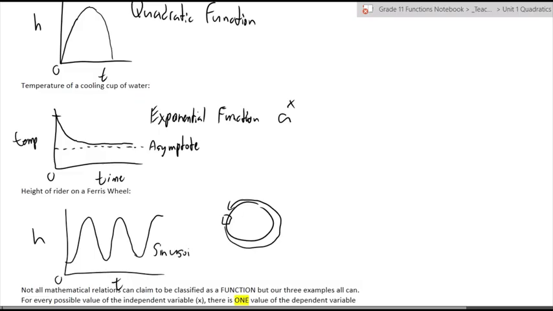And these functions are represented through trigonometric functions, so sine, cos, and tan, where you have a fluctuating value over time. It's periodic, and it'll have varying levels of maximums and minimums and travel between them.